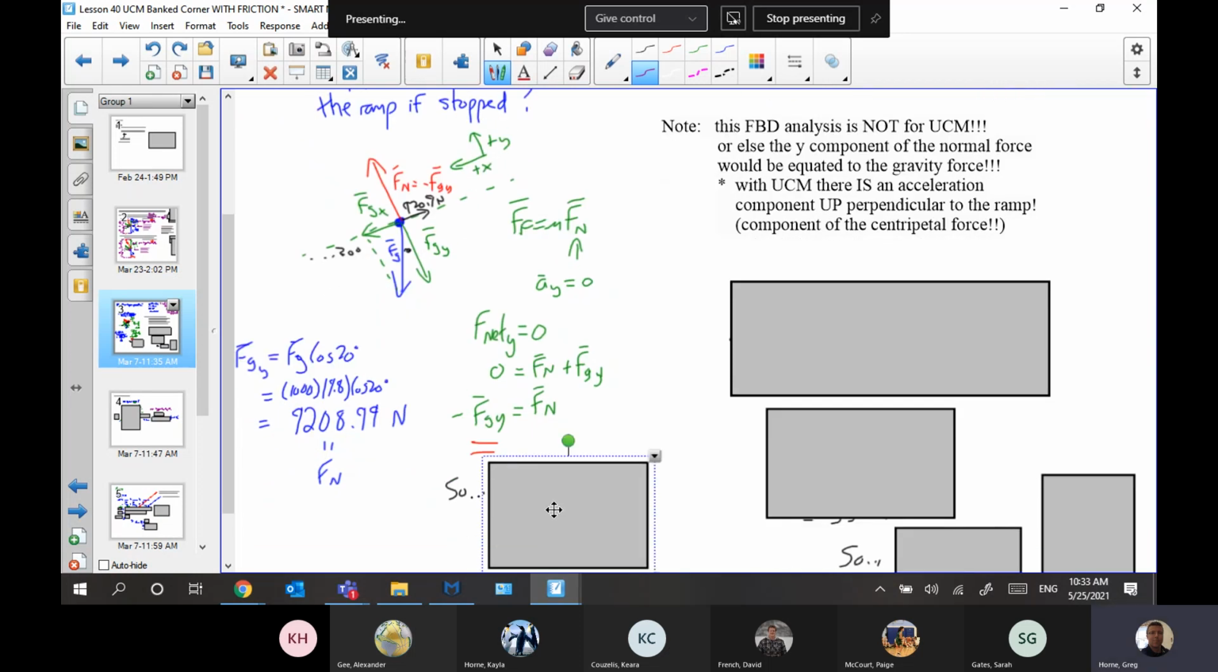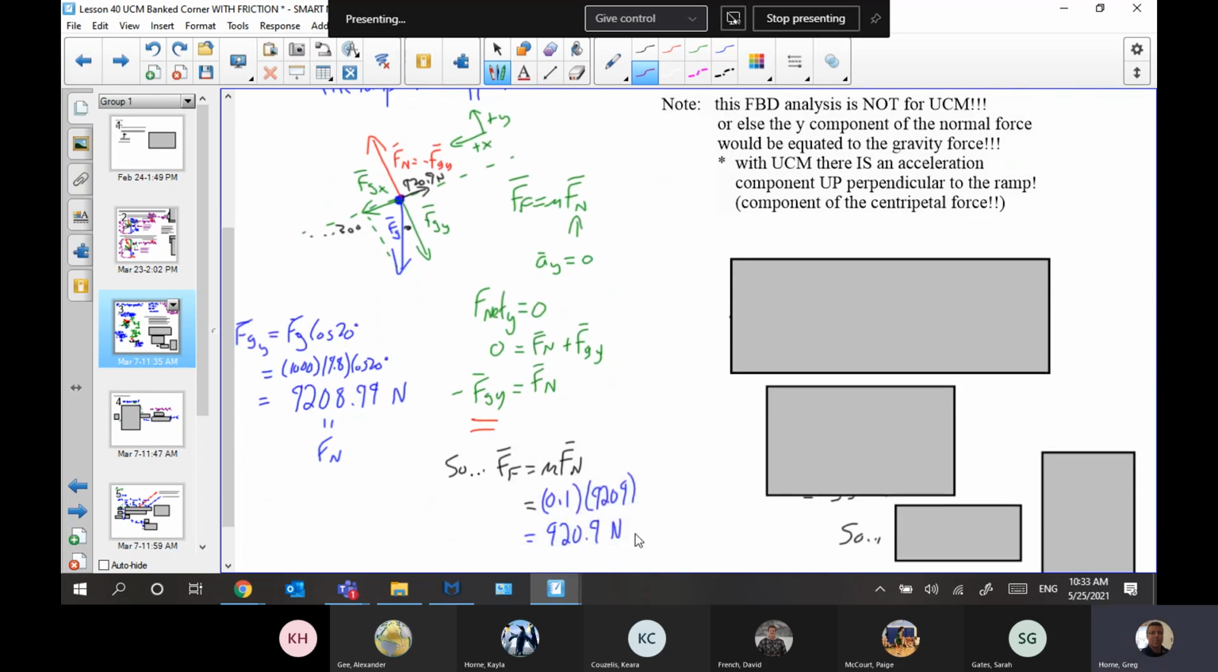And so usual stuff. Mu Fn gives us the friction force, right? So we have 920.9 newtons of friction available, and we just need to check and see what the component of the gravity actually is. So I guess that would be the sine of the gravity, right? In order to get the horizontal component, or the component down the ramp.